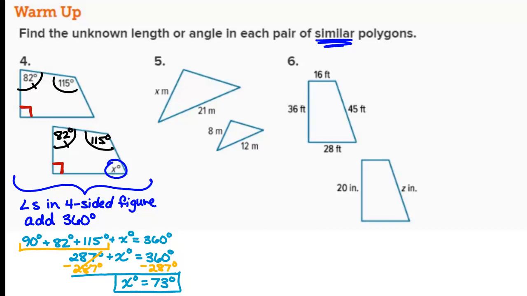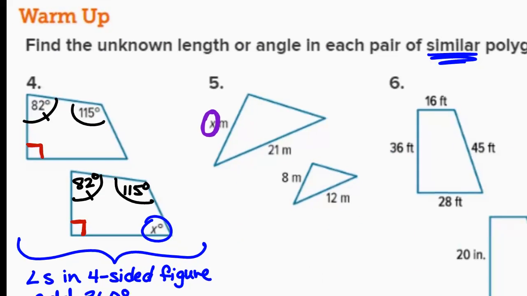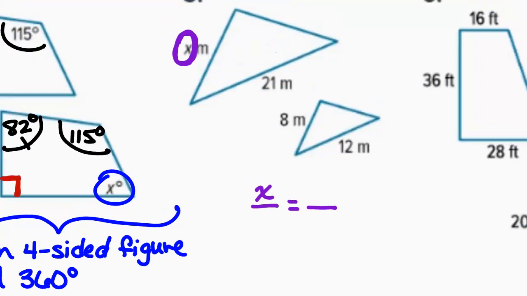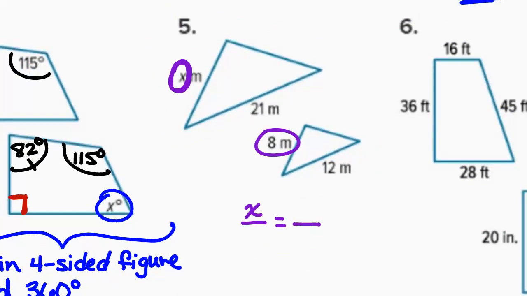On number 5, we don't need to find an angle, but we do need to find this side right here where the X is. That means I need to set up a proportion of sides. We're going to have two fractions that we set equal. And I'm going to put the thing that I'm looking for, the X, on the top of this first fraction here. X on my top triangle corresponds to what on the bottom triangle? Which side on the bottom triangle? 8. So I have X over 8.